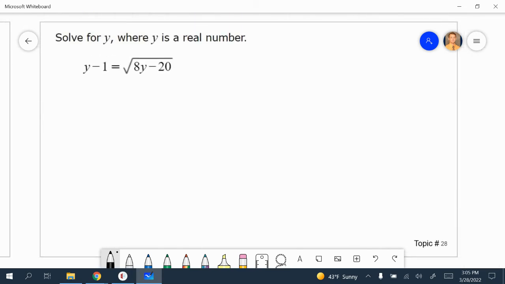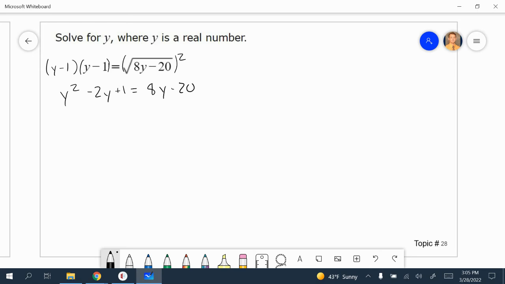Now we're getting a little bit more extreme on this problem. We're going to square both sides right off the bat. So square it, we get y minus 1 squared, which is really, maybe I'll write it out first, the same thing as y minus 1 times y minus 1, right? That's squaring it. So we're going to have to FOIL. So we get y squared minus 2y if I FOIL the outside and the inside. And then my last term would be a positive 1 equals 8y minus 20.